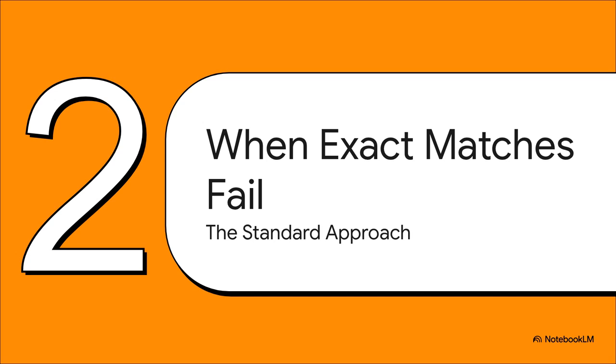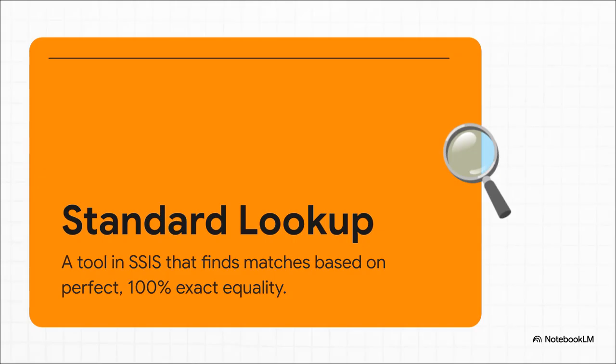Let's take a closer look at the standard approach and see where it falls short. So in SQL Server Integration Services, or SSIS, the go-to tool for this job is the standard lookup transformation. It's a workhorse, it's incredibly fast, it's efficient, but it lives by one very, very strict rule. It will only find matches that are a perfect 100% identical. There is zero room for close enough.